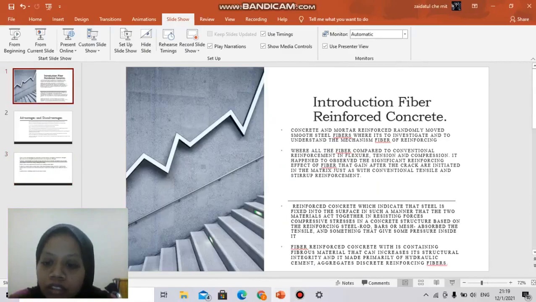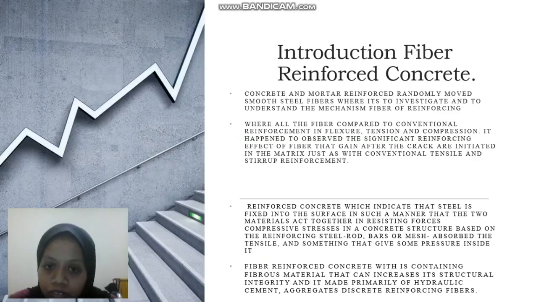I will begin my slide today with an introduction to fiber reinforced concrete. Concrete and mortar reinforced with randomly mixed smooth steel fibers, in order to investigate and understand the mechanism of fiber reinforcing. Second, we compare the fiber to conventional reinforcement in flexure, tension and compression.